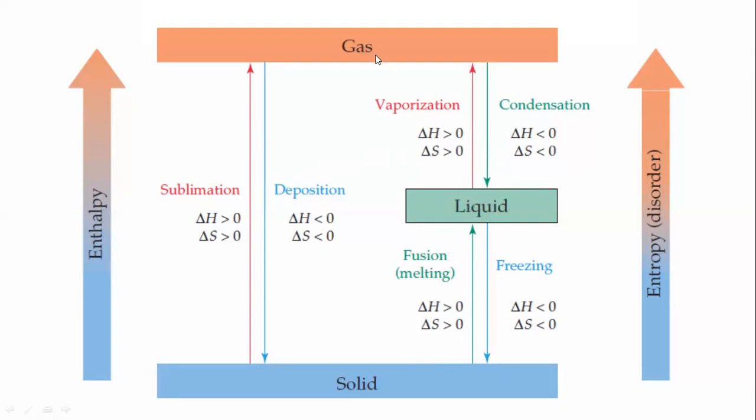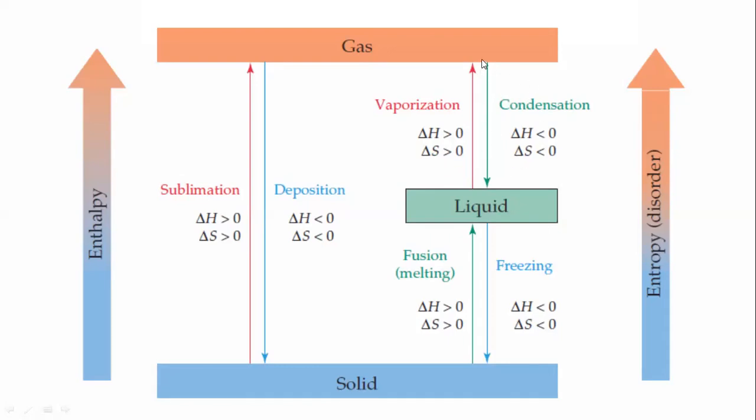Now the liquid is converted into a gas, and this process is called vaporization. And it is only converted into the gas when you provide the heat. So delta H must be greater than zero. And of course, when the liquid is converted into the gas, there is more randomness in gas as compared to the liquid. So randomness is increased. That's why the sign of delta S must be greater than zero, that means having the positive sign.